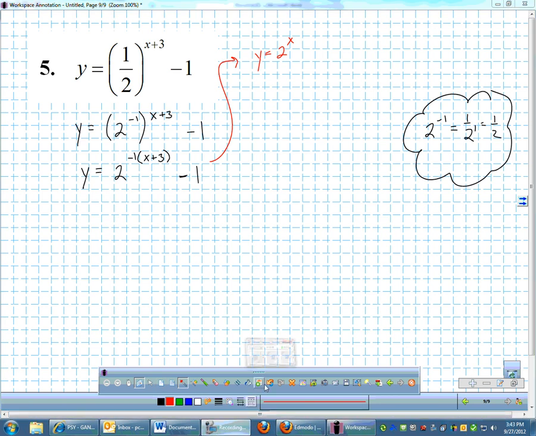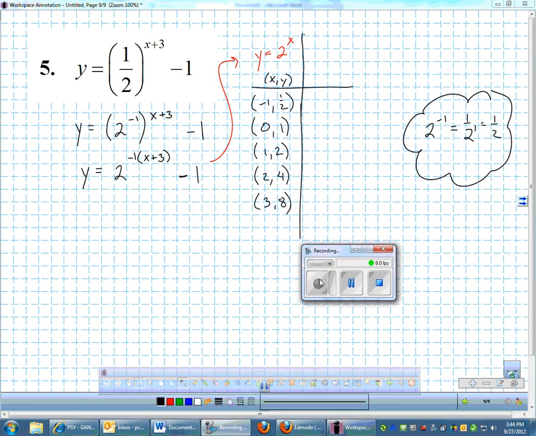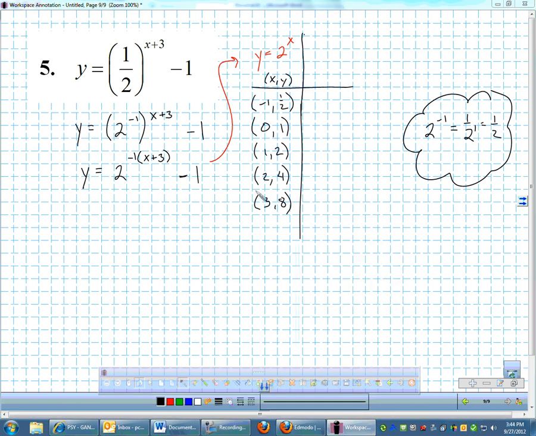So let's generate the table for 2 to the x real quick. Okay, so there's my table. And I went one further. I went ahead and plugged in 3 also. 2 to the third power is 8. Just have that extra point.